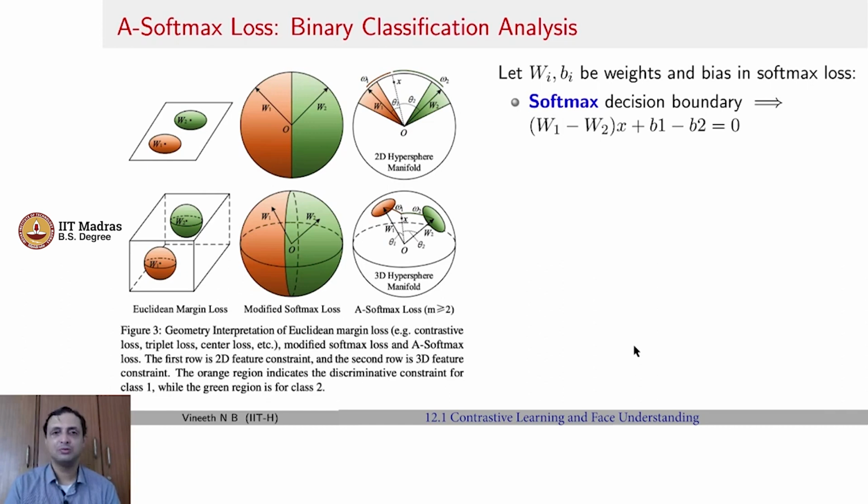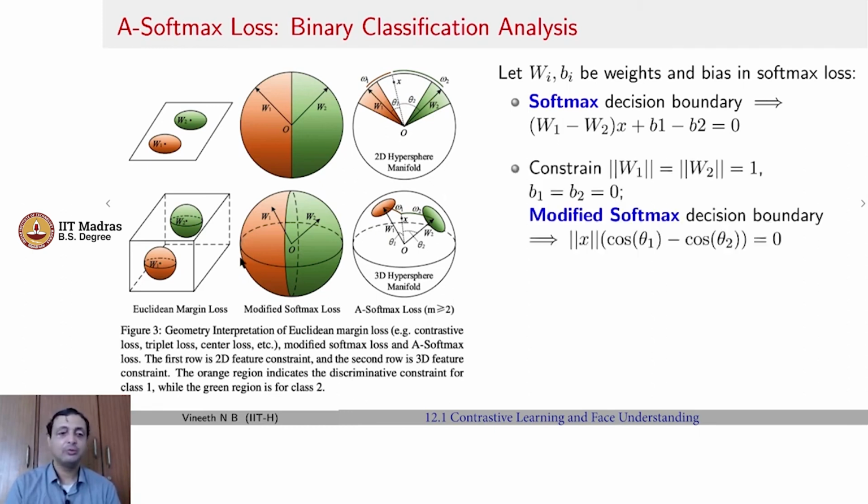So here is another visualization from the same paper. The softmax decision boundary can be given by W1 minus W2 x plus B1 minus B2, taking the activations from two different classes. Remember, you're going to have multiple classes in that last layer. We are considering two classes, and the weights corresponding to them are W1 and W2. And this is your softmax decision boundary. You see here that when you have your softmax decision boundary, you're separating those two classes this particular way.